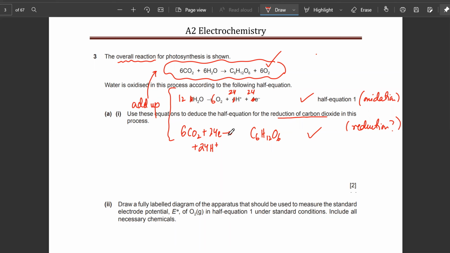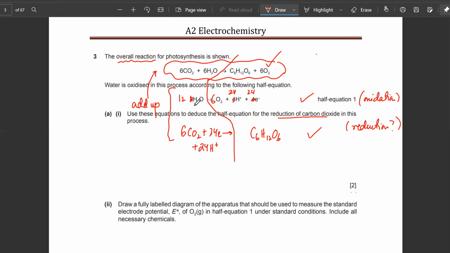Now the final thing is you've got to balance the water molecules. This is my left side, right? The left side must add up to this, and the right side must add up to this. The right side is adding up to this, like the glucose and 6 O2 molecules, they are there. The 24 H plus 1 and 24 electrons are getting cancelled out, so that's gone. So the right side is fine now. The problem is with the left side now.